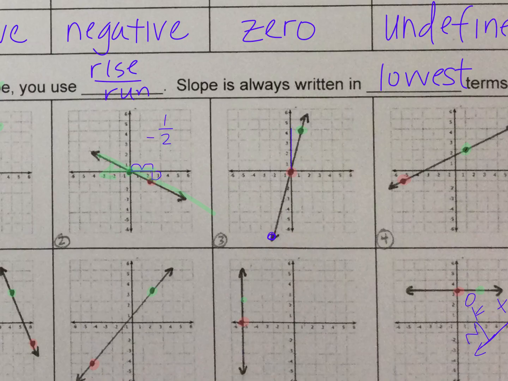So I'm going to rise and run. 1, 2, 3, 4. And I run 1. So your slope is 4 over 1. Number 4, if I start here, I got to run up a hill, so I know it's positive. And my rise is 1, 2, 3. And my run is 1, 2, 3, 4, 5, 6. If you type 3 over 6 in your calculator, it's going to tell you it reduces to 1 over 2 for your fraction.